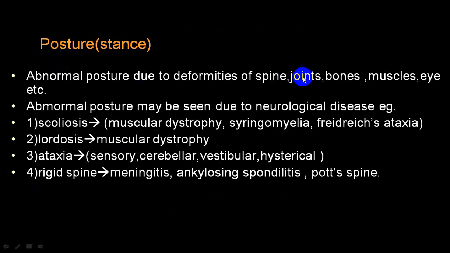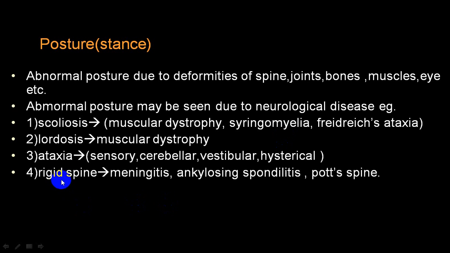Deformities of the spines, joints, bones, muscle, etc. can also give little idea. Like scoliosis is very common in muscular dystrophy, syringomyelia, and also in case of Friedreich's ataxia. Lumbar lordosis is very frequently seen in Duchenne myopathy, or we call muscular dystrophy. Ataxia we already mentioned, classically seen in sensory, cerebellar, vestibular, and sometimes the person we call a hysterical person can also present with any one of these abnormal postures.